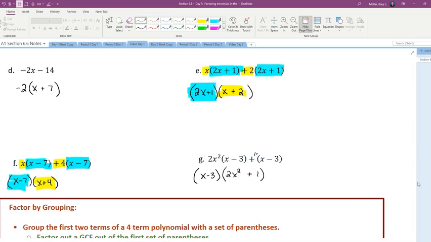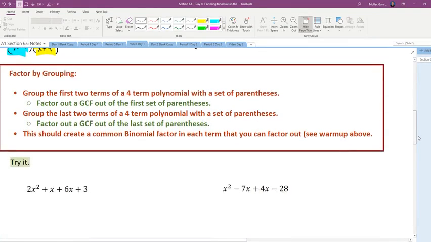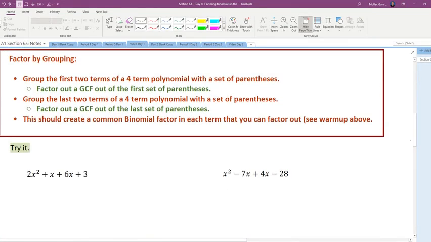All right, so what this is called factor by grouping. So with factor by grouping, which we're going to make lots of use of today, what we do is we group the first 2 terms together of a 4-term polynomial, and then we group the last 2 terms together. Then we look to factor each of those separately. So it's a little hard to describe in words. I think it's best to just show it in practice.